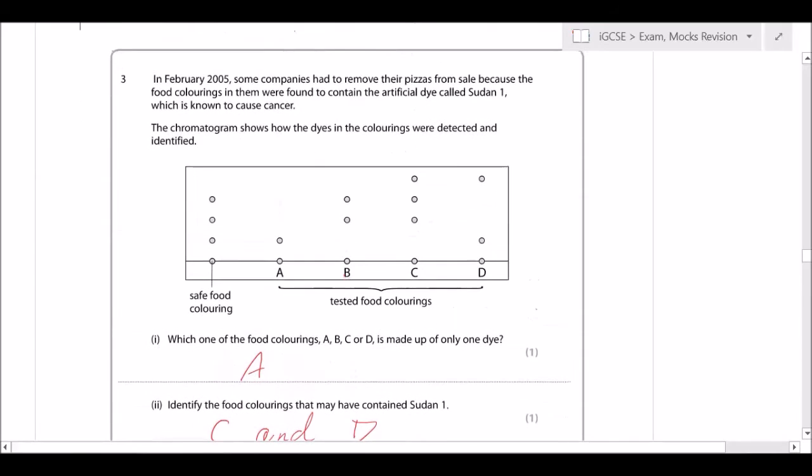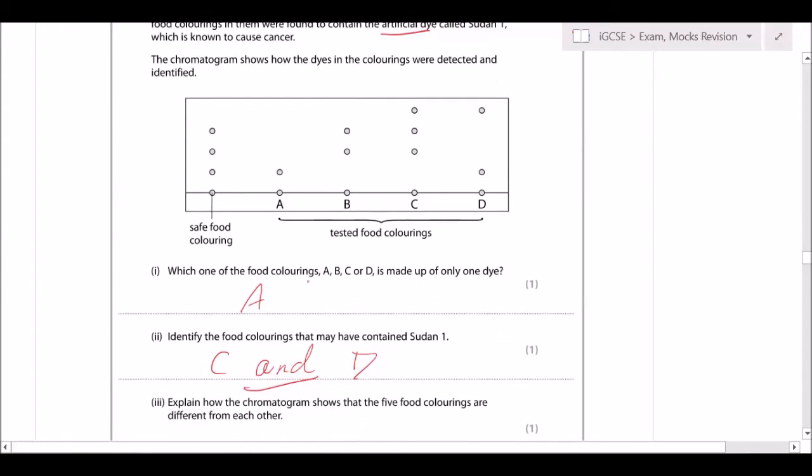Question 3. So there's some artificial dyes, and this is obviously paper chromatography. Which one of the following, the food colorings A, B, C or D, is made up of only 1 dye? So you're looking for only 1 dot, and that's A. This is obviously the original dot that moved up, and it's left a trace from where you placed it. All of the others have multiple different colors or dyes in them.